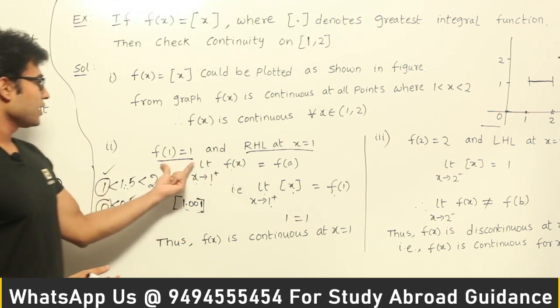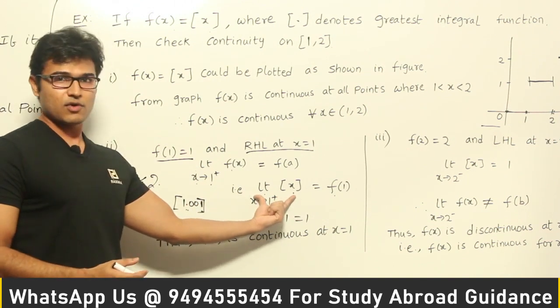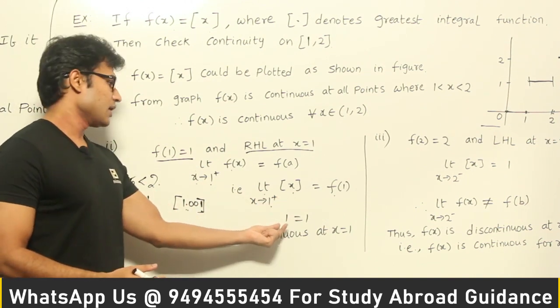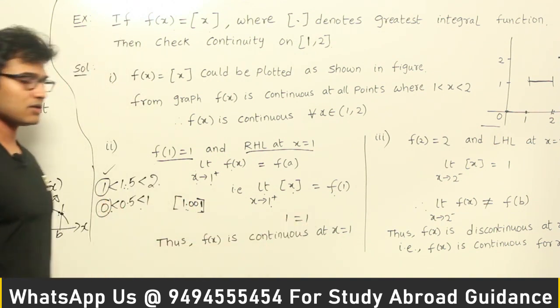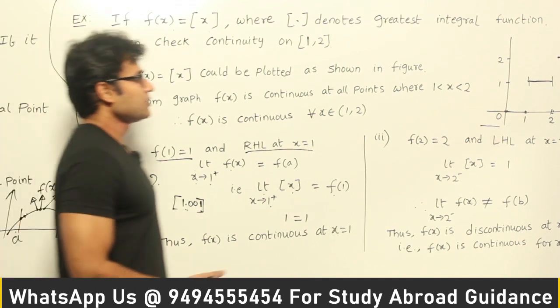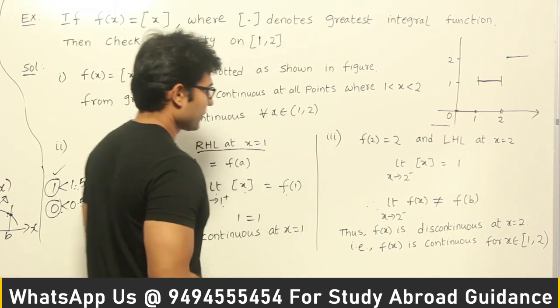So we found out that f of 1 equal to 1, and also slightly to the right of it, we found out the value is 1. Therefore, the right hand limit is equal to the function value at 1. So we can say that it is continuous at 1, right? And similarly, we can find out what its left hand limit is, right?